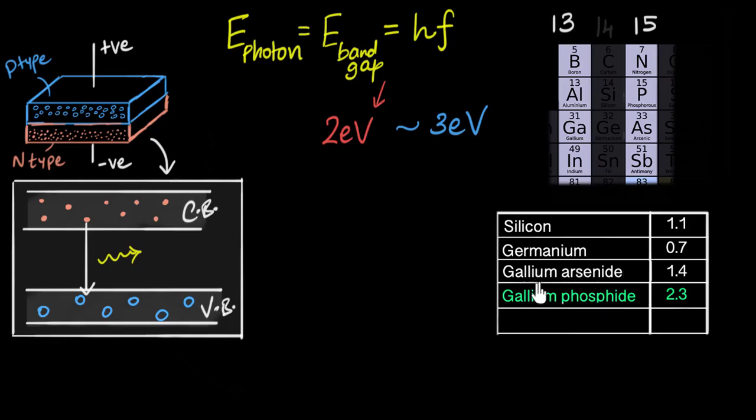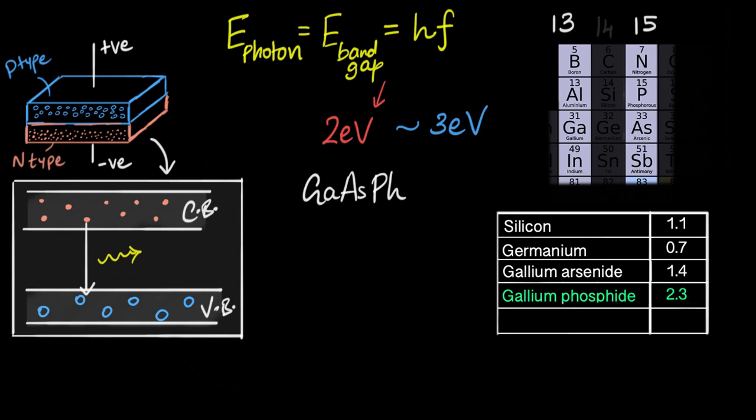So by changing the proportion of gallium arsenide and gallium phosphide, you can now get any band gap between 1.4 and 2.3. And this alloy is what we usually call gallium arsenide phosphide. And that means you can now build any LED from red color to green color. So you can build red, orange, yellow, green, all the way up to green, but not blue.